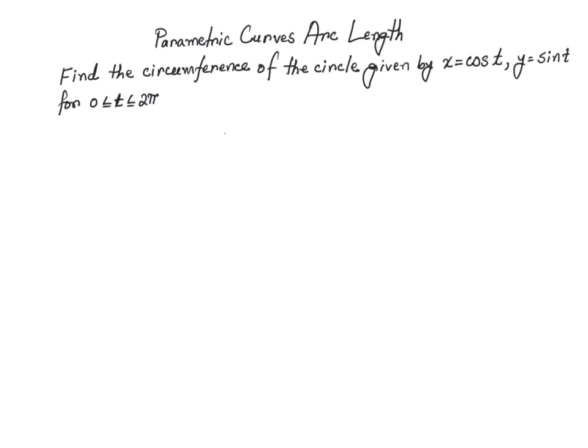In this video, I'm going to find the arc length for a parametric curve. Our parametric curve is defined by x is equal to cosine of t and y is equal to sine of t between 0 and 2 pi. As you probably already know, this is nothing but the unit circle, right? So we want to find the circumference of the unit circle.